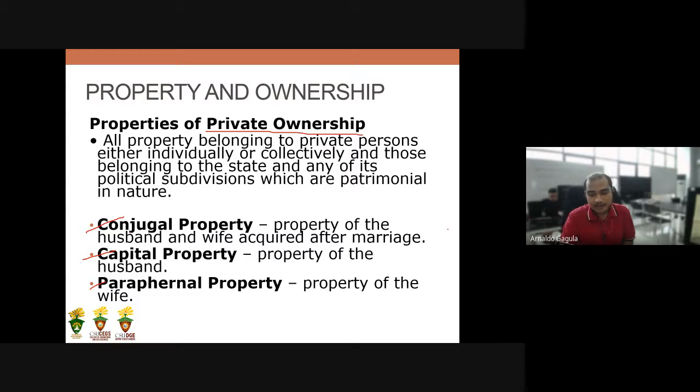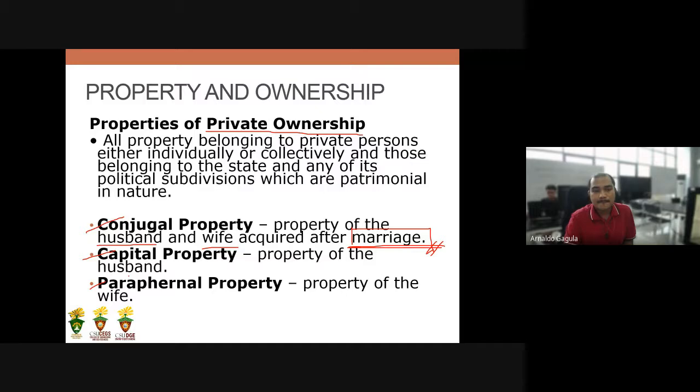Conjugal property is the property of the husband and wife acquired after marriage. So after marriage, the property you acquired after you got married is considered conjugal. But by default, once the husband, who acquired property before the marriage, and the wife, who also acquired property before marriage, get married, it automatically becomes conjugal property. So that is the absolute community of property.